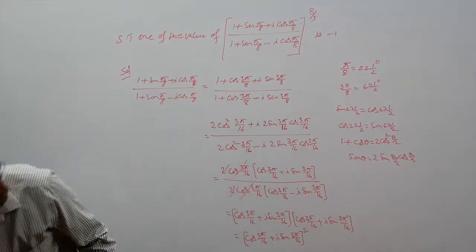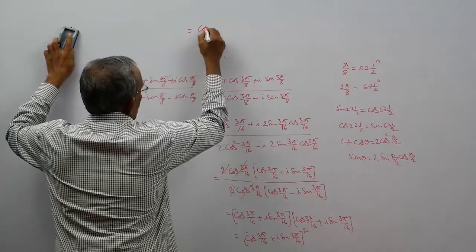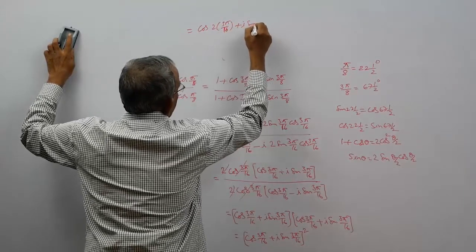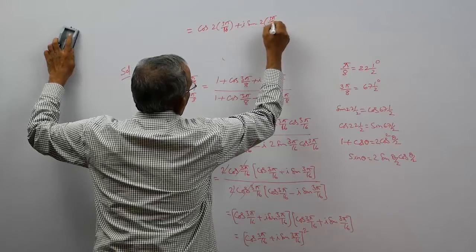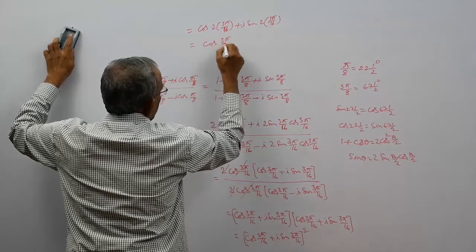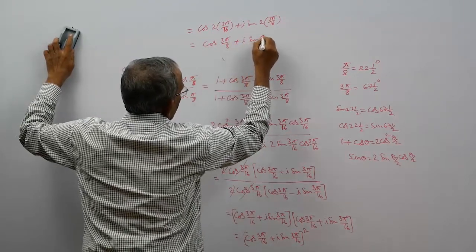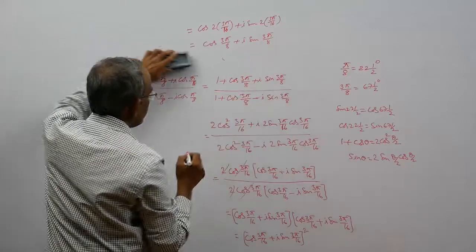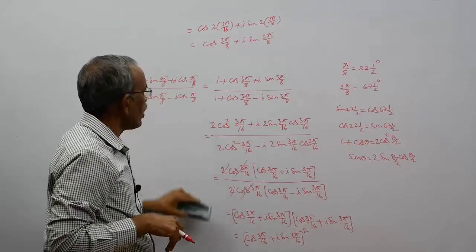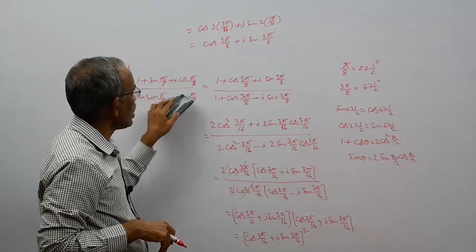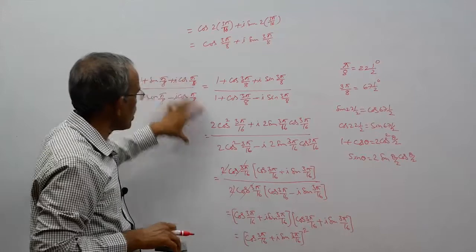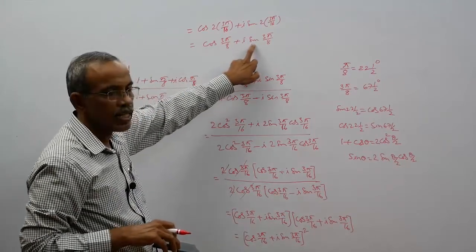3 pi by 16 equal to cos of 2 into 3 pi by 16 plus I sin of 2 into 3 pi by 16. That is equal to cos 3 pi by 8 plus I sin 3 pi by 8. This is the simplified value of 1 plus sin pi by 8 plus I cos pi by 8, 1 plus sin pi by 8 minus I cos pi by 8. When we simplify this whole thing, we got cos 3 pi by 8 plus I sin 3 pi by 8.